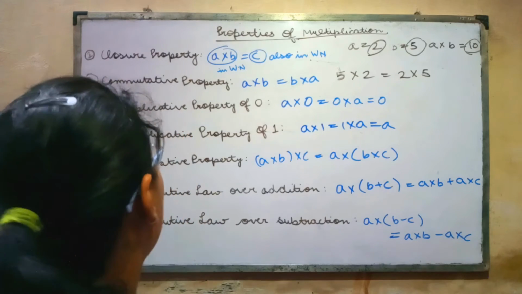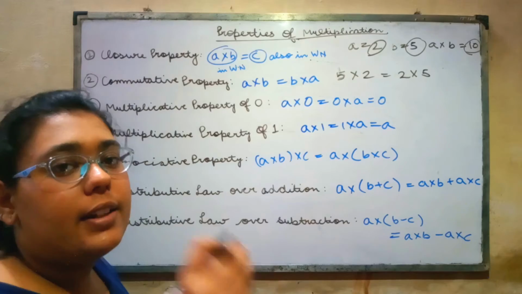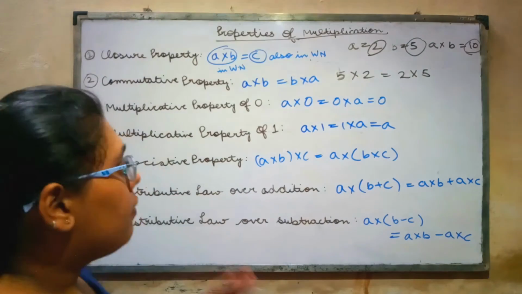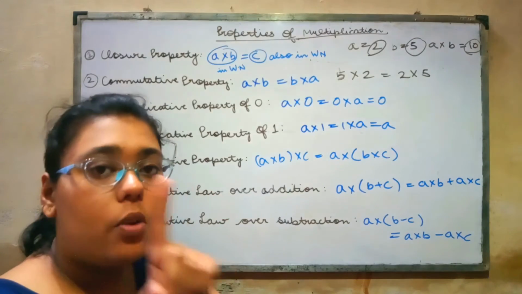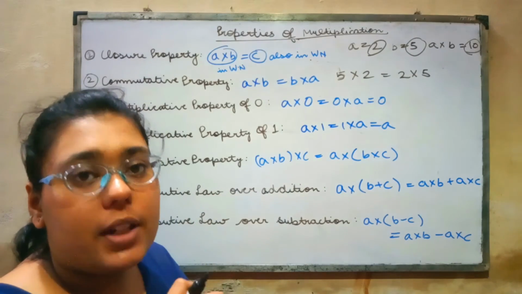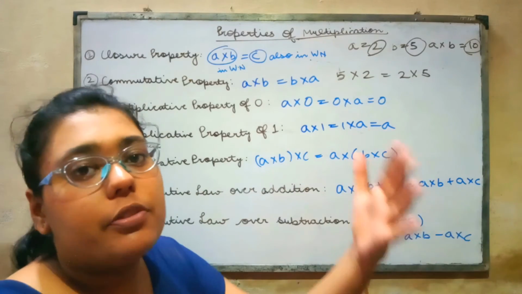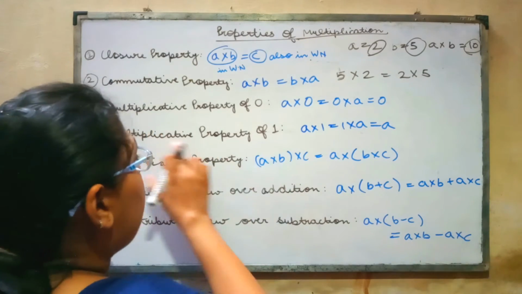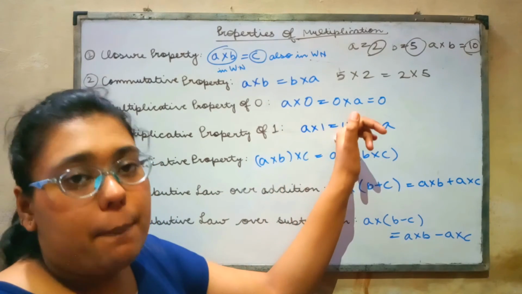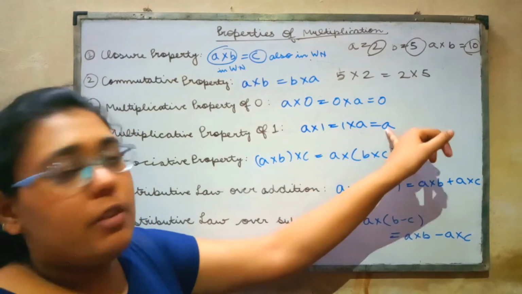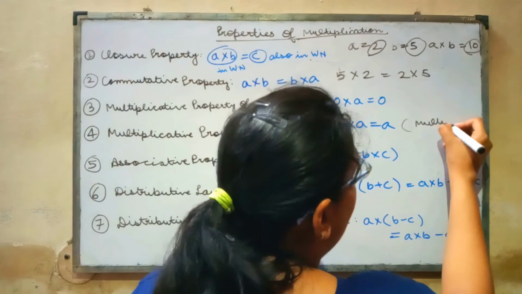Okay. Now an interesting property. Like I told you, the multiplicative identity property, we'll see 2 properties in multiplication. In addition, we had only one. That is the additive property, which means 0 could be added to any number and it will give the number itself. Here that property is being satisfied by 1. Whatever you multiply with 1, the answer will be the number itself. This means 1 is the multiplicative identity.